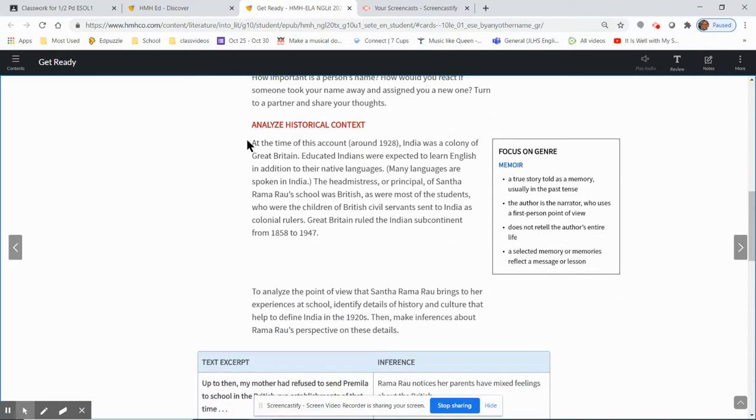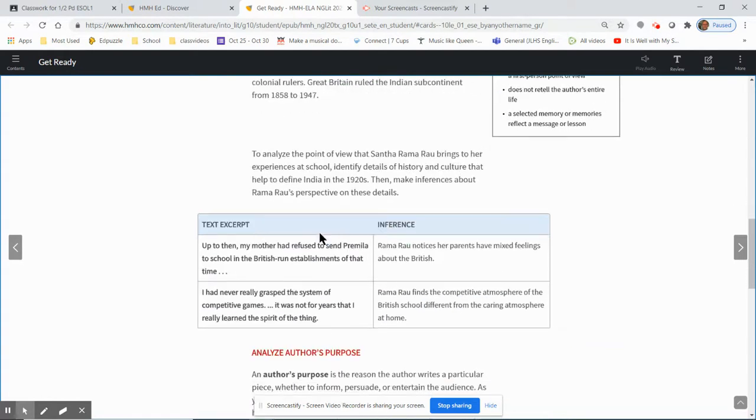We read this paragraph about analyzing historical context. This historical context is part of the setting. Okay, it tells us that India was a colony of Great Britain. So the story is in India. It talks about a school. The headmistress or principal of Santha Rama Rao's school was British. And Great Britain ruled the Indian subcontinent from 1858 to 1947.